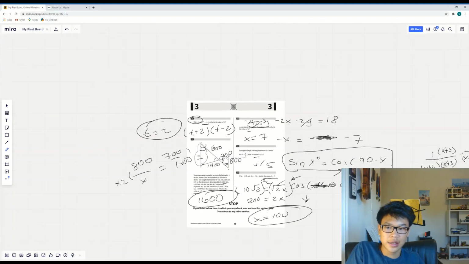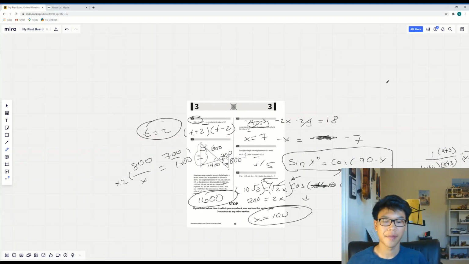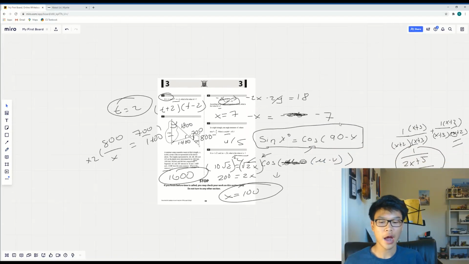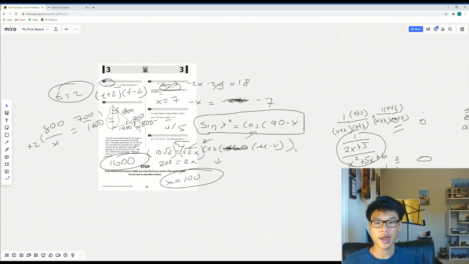The SAT non-calc practice test 1. That's the demo. And that's just how I would use the Miro online whiteboard. It's very easy to use, very flexible, and I can screen share this to the other person.